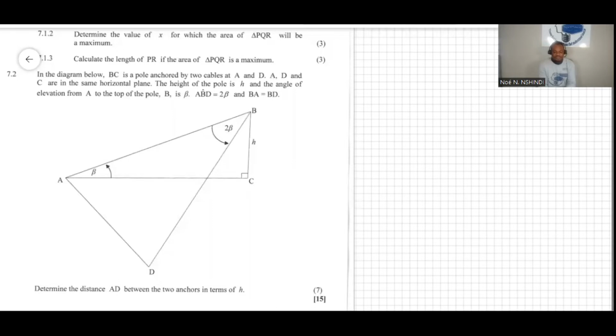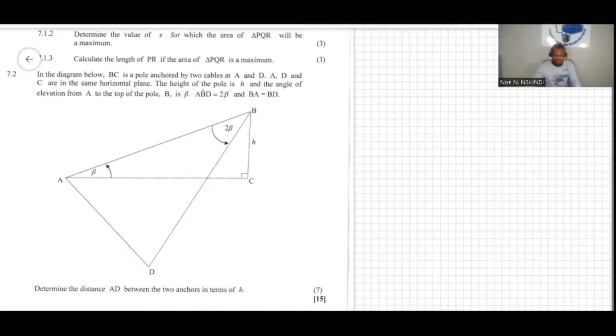Well, we have another question here, question 7.2. The question says, in the diagram below, BC is a pole anchored by two cables at A and D. A, D, and C are in the same horizontal plane. The height of the pole is h, and the angle of elevation from A to the top of the pole is beta. Now the angle ABD equals 2 beta, and BA equals BD. Now the question says, determine the distance AD between the two anchors in terms of h.